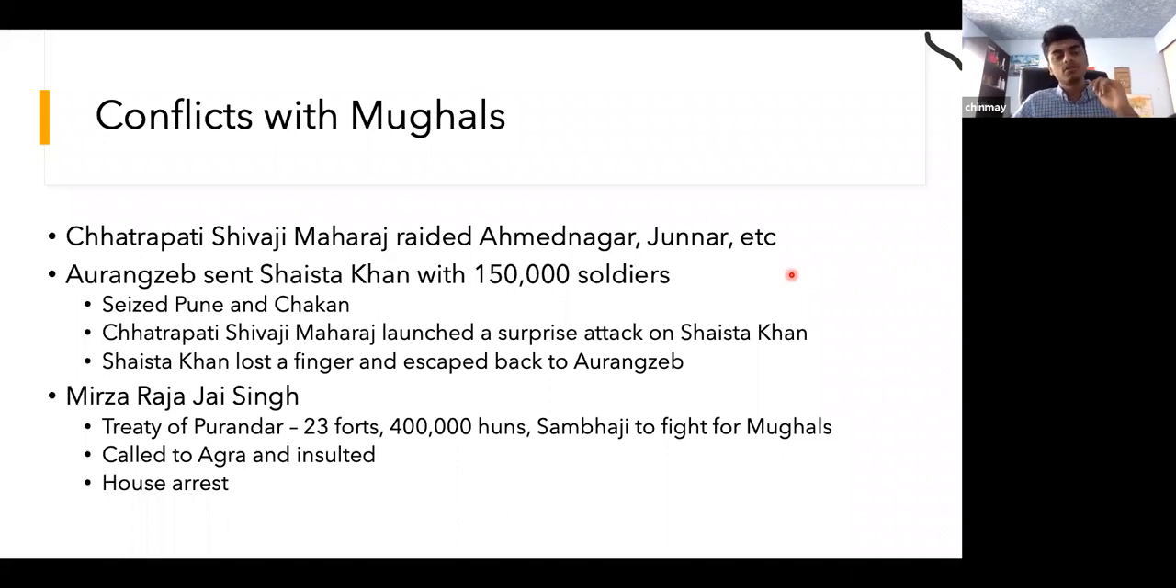It is said Shivaji went to Aurangzeb's capital of Agra because he had so much self-confidence that he knew even if something happened, even if they captured him, he would be able to solve it and get out of it.